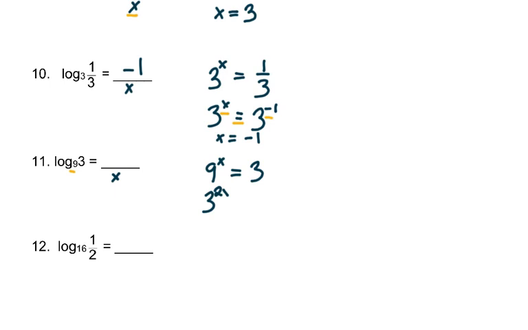Now since it already has x in an exponent, it'll just be a 2x. And this will equal 3 to the first power, because 3 to the first power is 3. Well, then our exponents have to be the same since our bases are, so 2x has to equal 1. So x would equal 1/2.